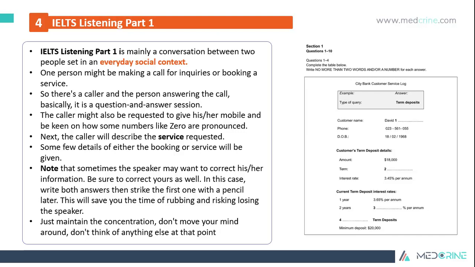And of importance to note is that sometimes the speaker may want to correct his or her information, so you need to be sure to correct yours as well. In this case, write both answers, then strike out the first one with a pencil later. This will save you the time of rubbing and risking losing the speaker. Just maintain your concentration and do not move around. Do not start thinking of anything else at that point. Don't even start thinking how you pass or how you fail about this test.